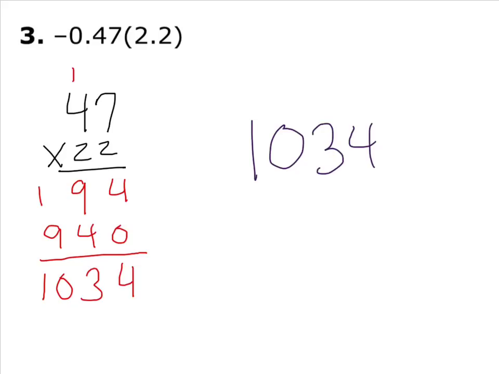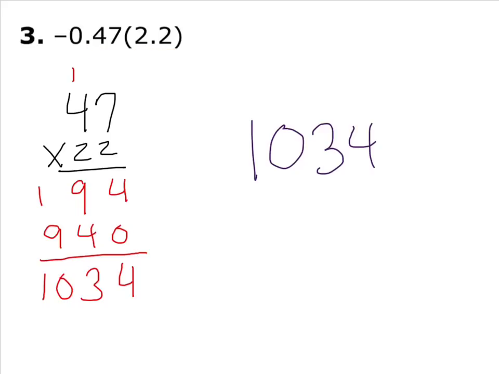If I look at this and I was just estimating, I know that this 0.47 right here is almost half, or let's say 1, and I know this over here is 2.2. So I know that 1 times 2.2 is 2.2, so my answer has to be smaller than that, so this 1,034 is way too big. So, what am I going to have to do?